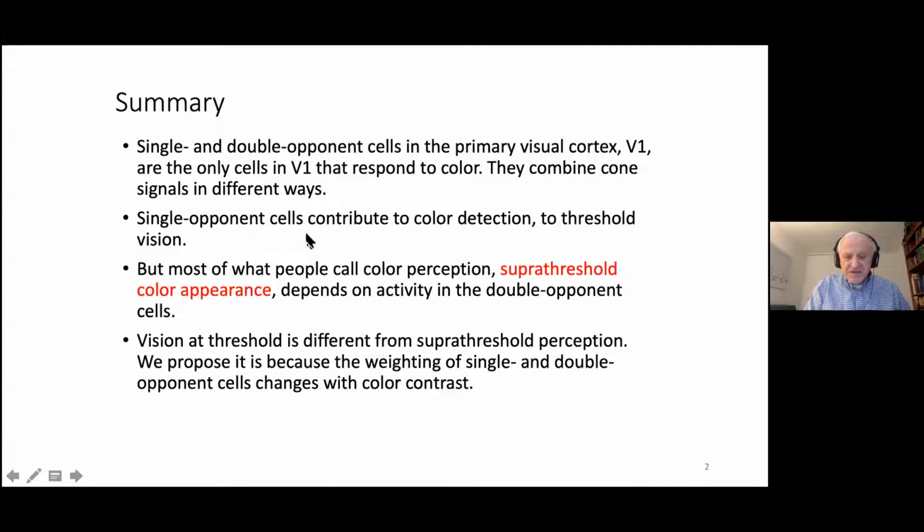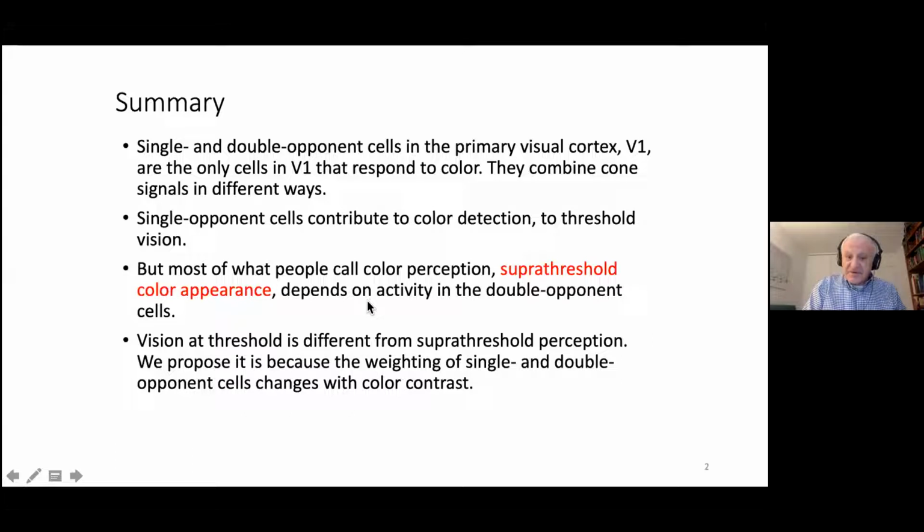The single opponent cells contribute to color detection and to threshold vision. But most of what we call color vision, what people, non-vision scientists, would call their perception of color, is superthreshold color appearance. And that depends almost entirely on the activity in the double opponent cells, and I'll try to make that case for you.